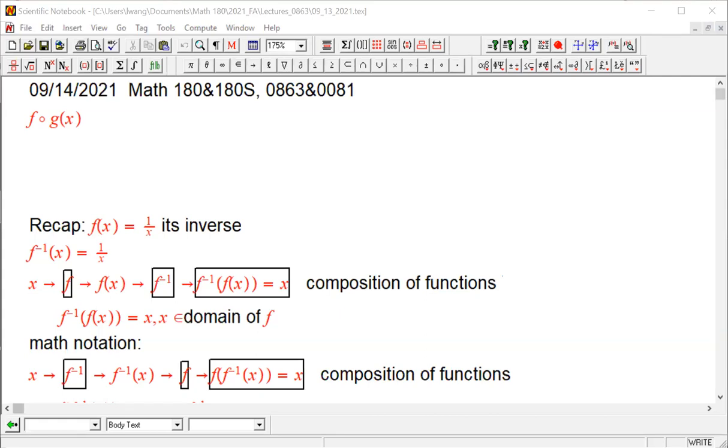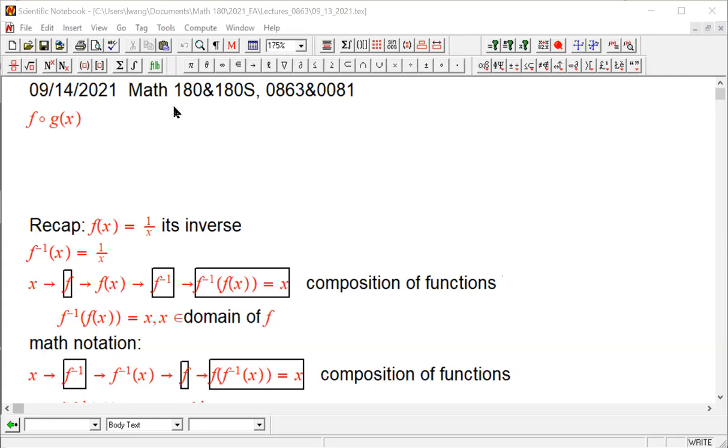Okay, some of you have not seen it, and that's fine. Compositional functions are something you're going to see in calculus immensely, a lot of it. So what is a compositional function?